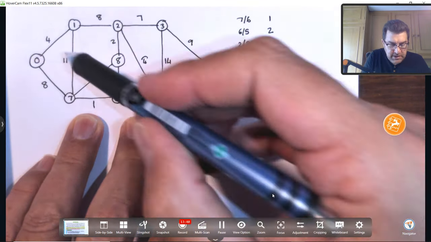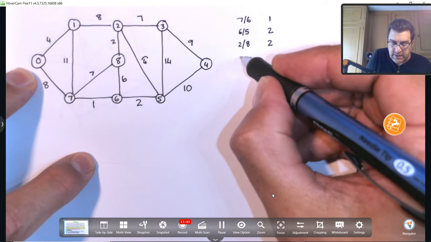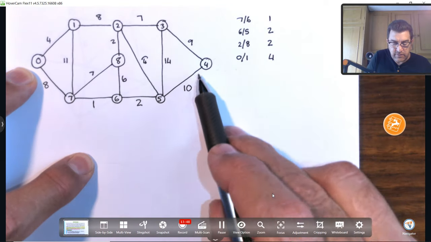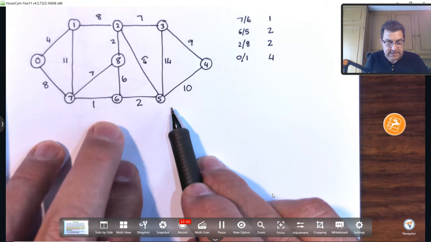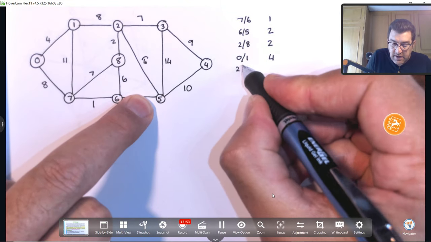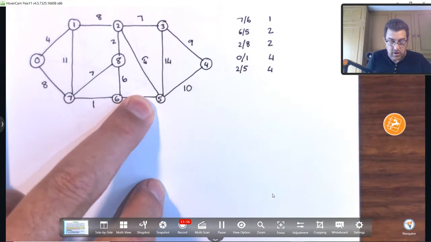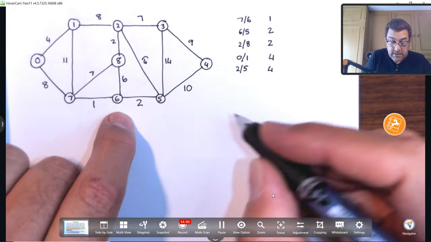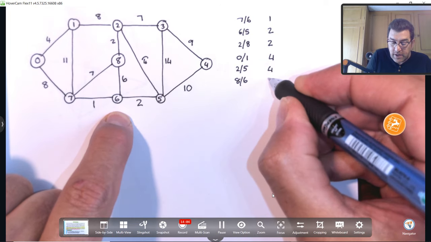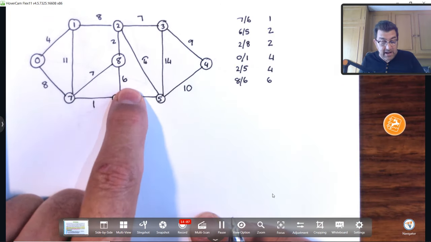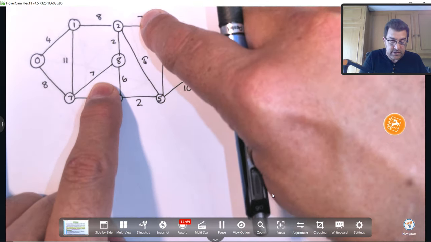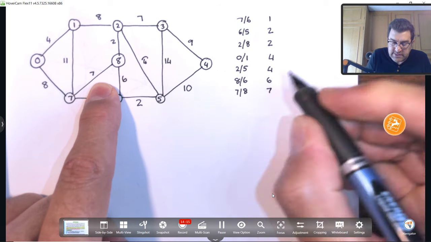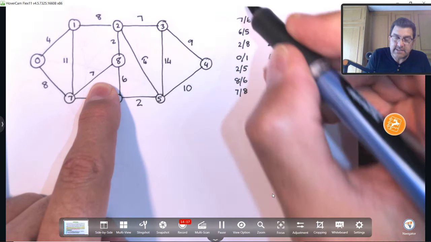Okay, the next biggest weight looks like it's going to be 0, 1, which has a weight of 4. Is there another 4? No. The next weight, oh, there is another 4. 2, 5 has a weight of 4. Then the next highest weight seems to be 6. That will be 8, 6, with a weight of 6. Then we have two weights that are 7s. So we have 7, 8 with a weight of 8. No, sorry, of 7. So this is the weight and that is the edge.